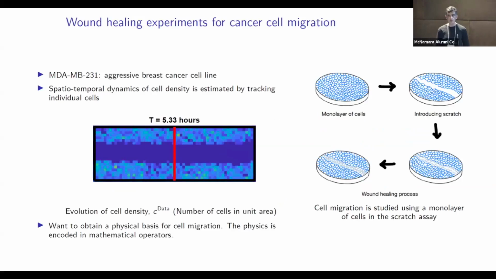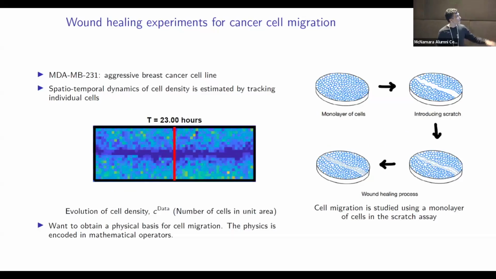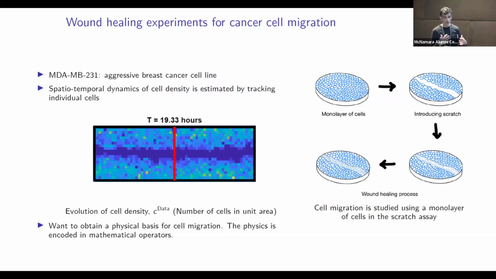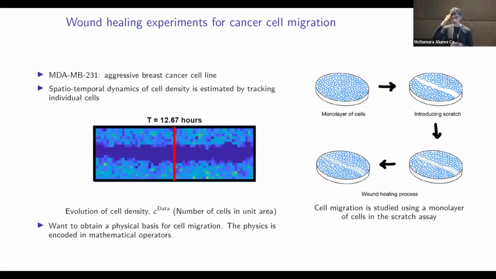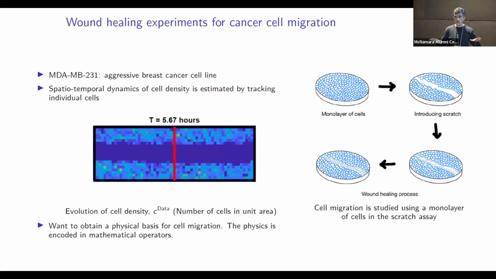We start out with these wound healing experiments in cancer cell migration. If you look at the schematic on the right, this tells you what's going on. This is called a scratch assay. You take a layer of cells, you literally scratch it, and that's shown there, and then you sit back and watch as this layer of cells heals this wound.